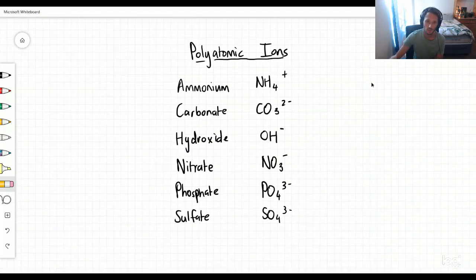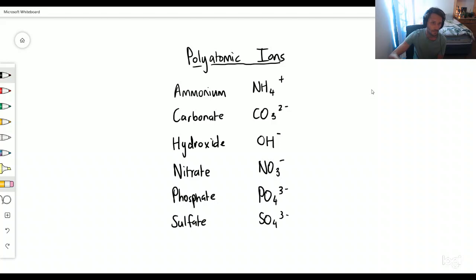Okay, polyatomic ions. Polyatomic ions are basically groups of atoms that have a charge. So when N and 4 H's are together, they have a +1 charge, and this is called ammonium. You're just going to have to learn these polyatomic ions and the charges they have. Unfortunately, it's something you have to learn and write down at the beginning of your exam, so that you know all the charges. Carbonate, CO3 2-, hydroxide, OH-, nitrate, NO3-, phosphate, PO4 3-, and sulfate, SO4 2-. You're just going to have to learn them.